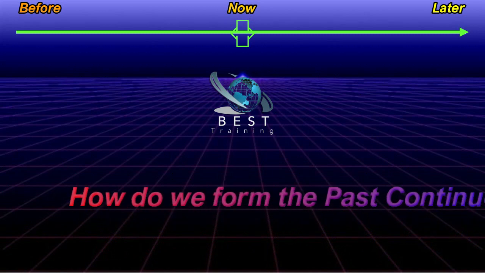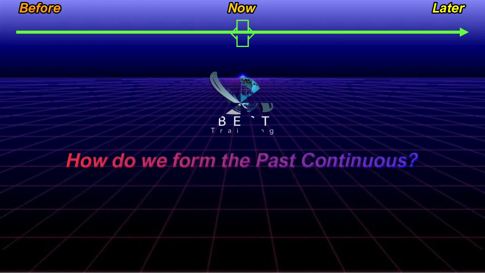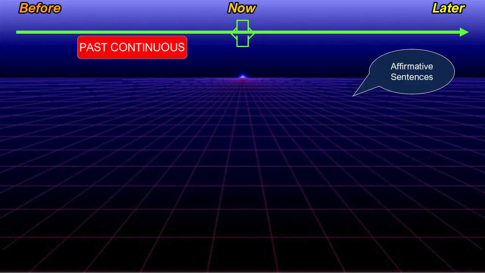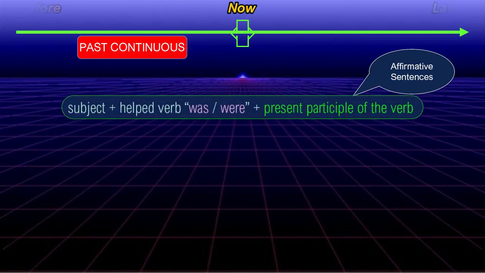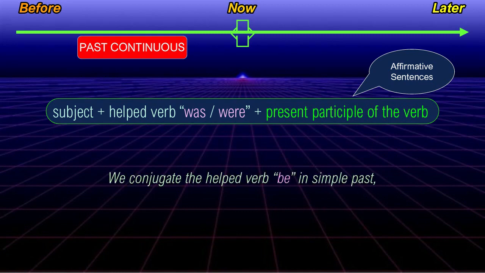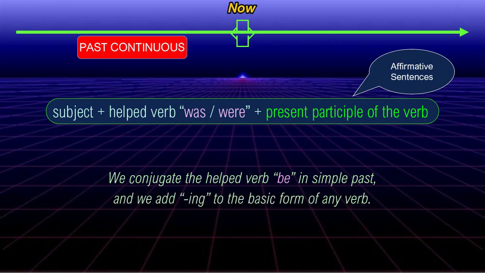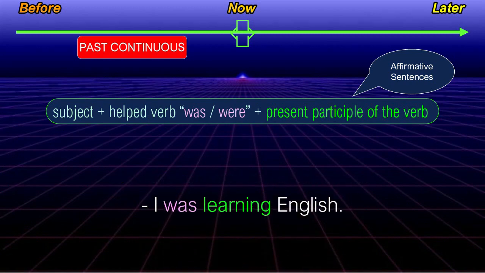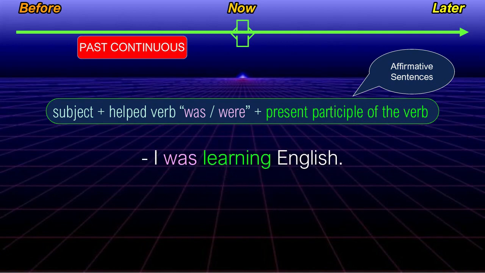How do we form the past continuous? The structure of the past continuous in affirmative form is subject plus helping verb was, were, plus present participle of the verb. We conjugate the helping verb be in simple past, and we add ing to the basic form of any verb. I was learning English.